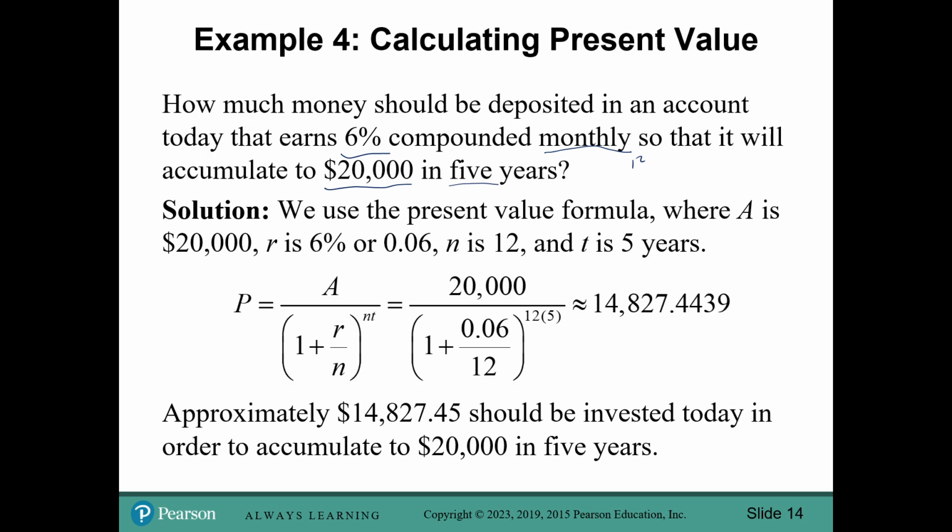All right, let's plug this in. P equals A over 1 plus R over N raised to the NT. We still do our substitution. A is 20,000 over 1 plus 0.06, that's our rate, divided by N, which is 12, raised to the 12, which is also our N because it's monthly, times 5 because we're done after 5 years. And this is what we see when we simplify in our calculator.